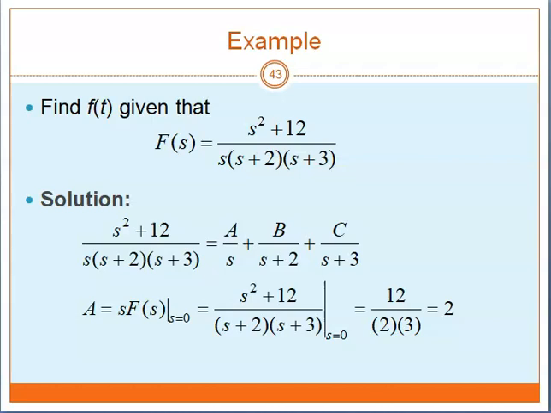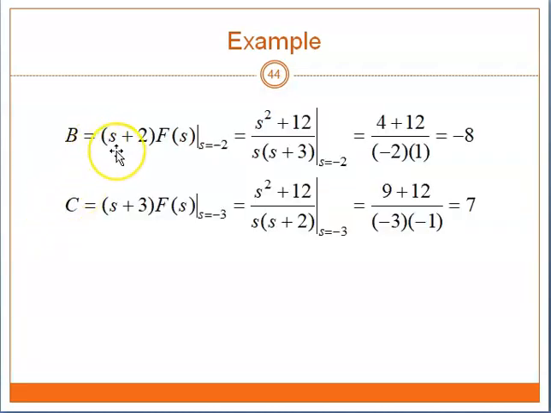Next, find out what B is. So B is (s plus 2) times your F(s), given that your s is equal to minus 2. So you have (s squared plus 12) over s times (s plus 3) when your s is equal to minus 2. Just plug in s is equal to minus 2 into your s, and that will give you minus 8 for B.